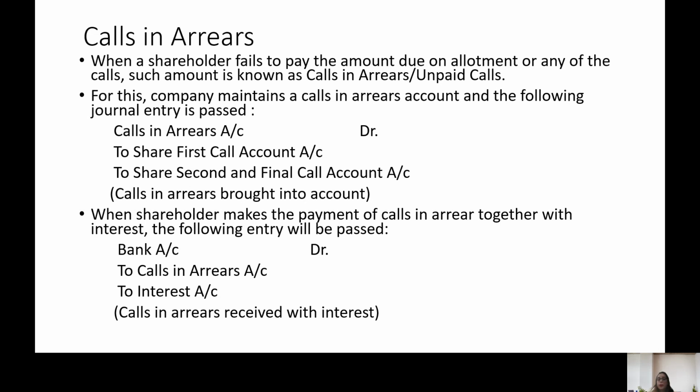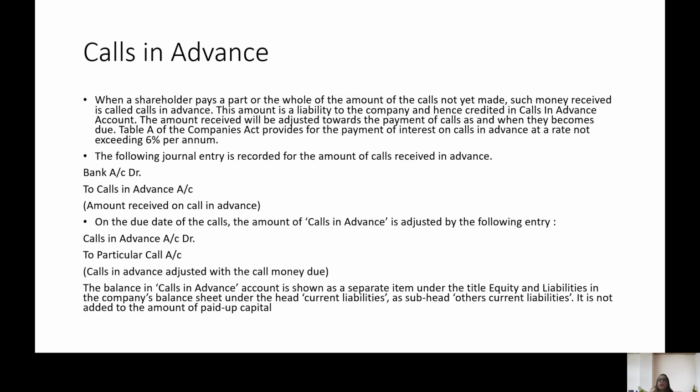Next, there is calls in advance. Sometimes shareholders pay a part or the whole of the amount which has not even been called, right? Suppose on application they have paid even the allotment money, they have paid even the call money. So that money received is called the calls in advance. This money is adjusted against the further calls, right? But because you have received the calls in advance, you need to pay the interest to the shareholders upon it. As you receive interest on calls in arrears, you need to pay the interest on the calls in advance as well.